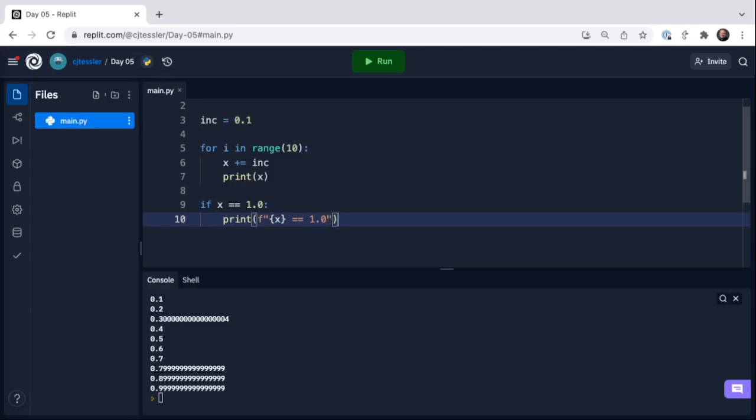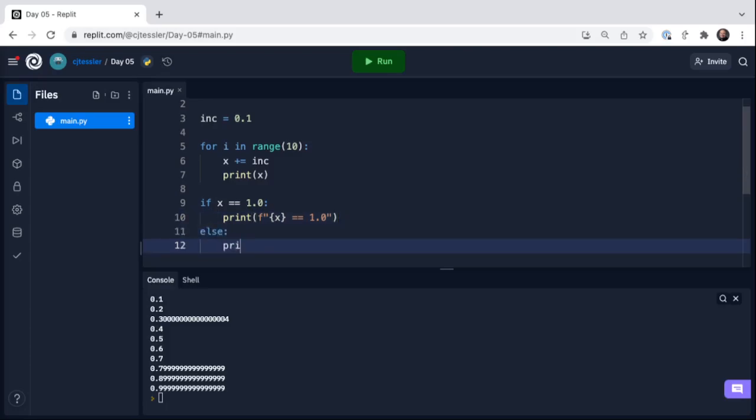So if you have equality, it will go ahead and do that. Else, I will just print something that says x is not 1.0. So just a quick little review of branching. And I don't necessarily need to print x each time. You kind of already saw this.